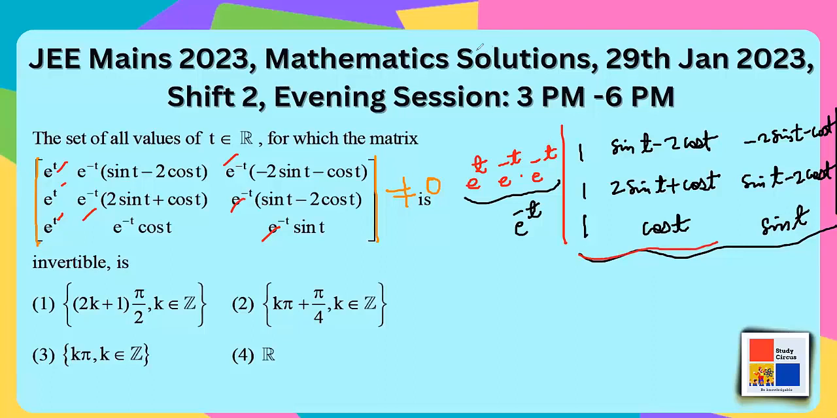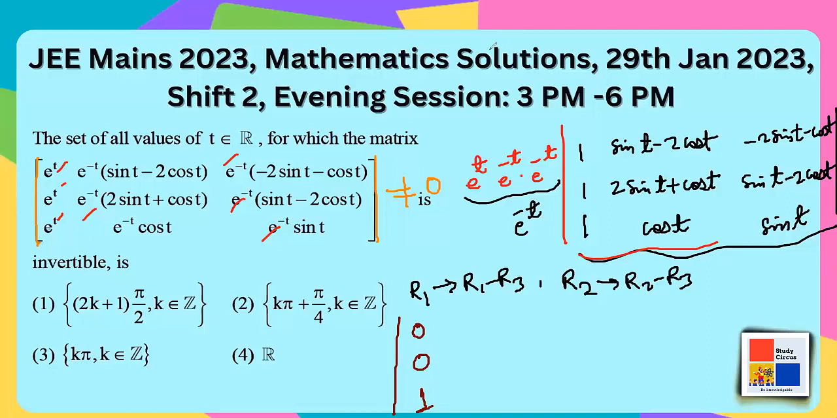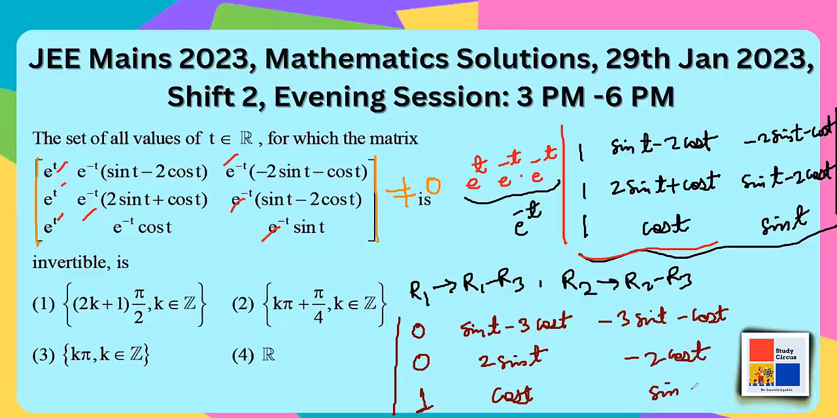To simplify this determinant, I'll do two row operations. I'll say R1 goes to R1 minus R3, and R2 goes to R2 minus R3. Okay, so that means I'm subtracting the third row from the first and the second row basically. So if I do these operations one after the other, this becomes 0, this becomes 0, this is 1, because I'm subtracting the third row from the first two rows. Okay, and here I will get sin t minus 3 cos t. Here it will be 2 sin t, here it will be cos t, minus 3 sin t here, minus cos t, negative 2 cos t, sin t here.